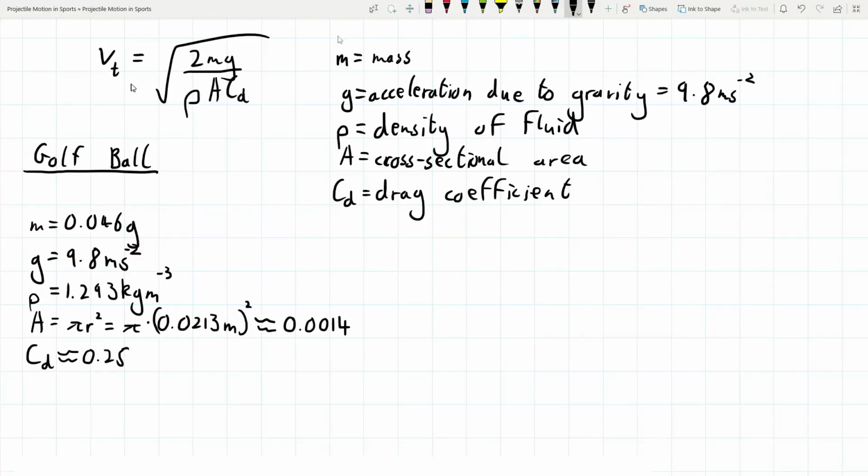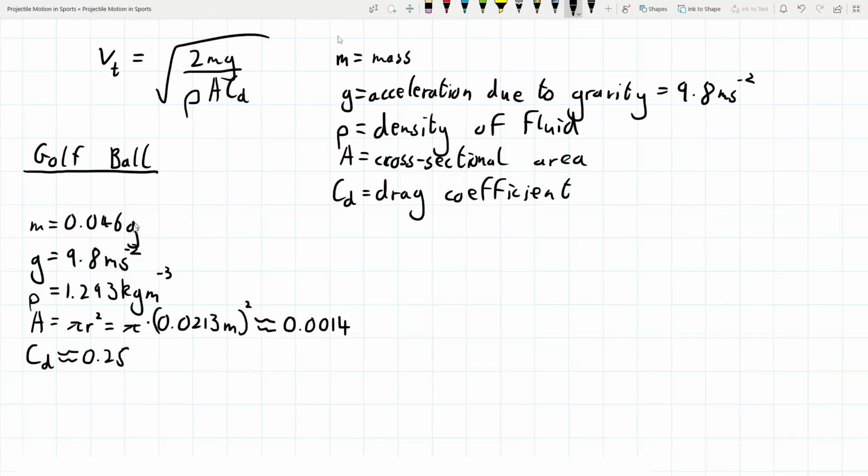So the terminal velocity is defined as the square root of 2 times the mass, m is mass, times g, which is the acceleration due to gravity, over rho, which means the density of the fluid, A, which is the cross-sectional area, and Cd, which is the drag coefficient. So for a golf ball, it'll be our first example.